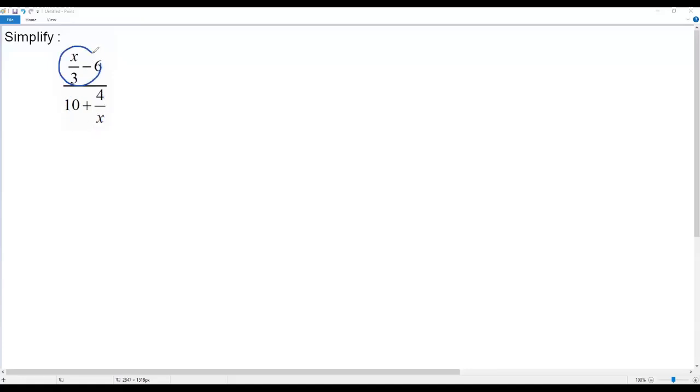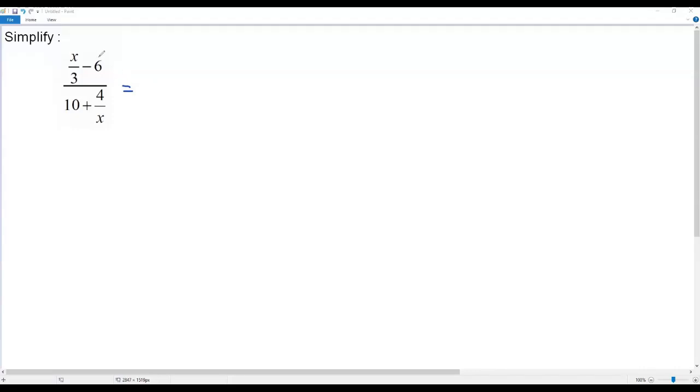To simplify this expression, what I have to do is subtract 6 from the fraction x over 3. Whenever I want to do addition or subtraction between a fraction and an integer, I have to multiply the integer by the denominator of the fraction. Once I'm done with the multiplication, I can take this 3 as a common denominator. The same process I have to do in the denominator as well.